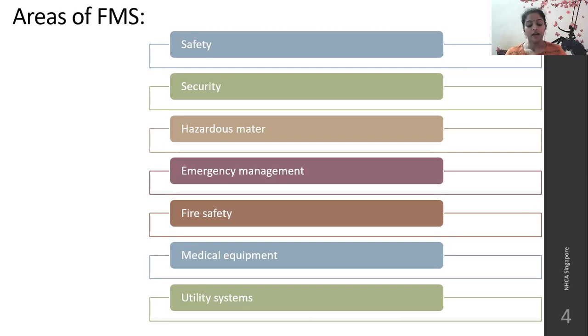Fire safety, conducting ongoing assessment of risk and enhanced protection of the property from fire-related hazards. Medical equipment selected, maintained and used in a manner that reduces the transmission of infection. Utility systems, electrical, water supply, power, telecommunication, and other utility systems are maintained to minimize the risk of any operating failures.